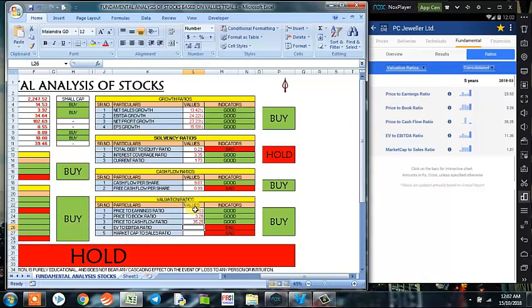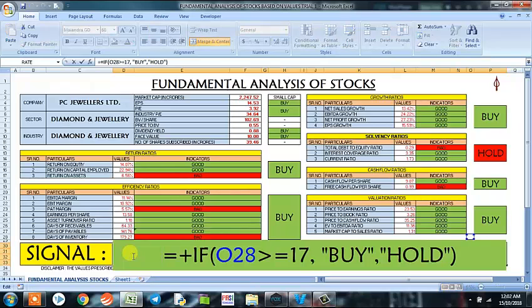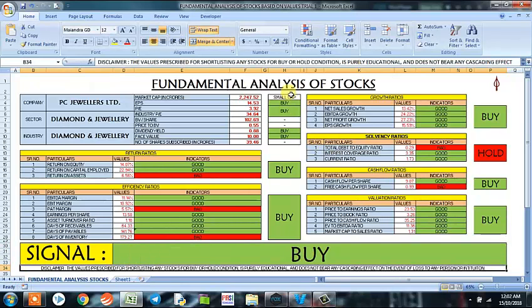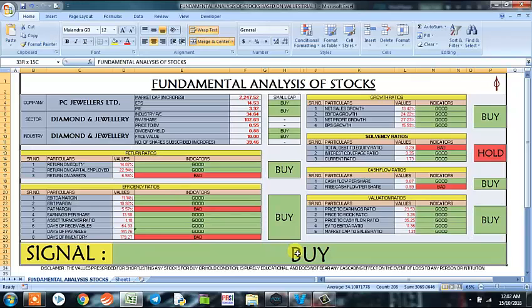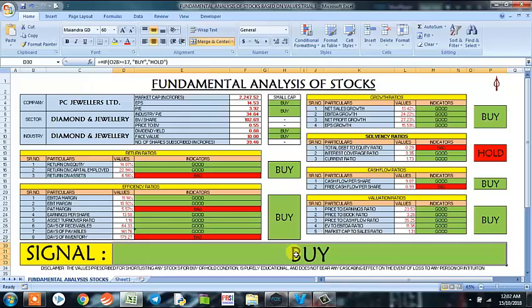EV to EBITDA ratio, that is enterprise value to EBITDA ratio, is 11.36. Market cap to sales ratio is 1.31. Now valuation ratio has also given us a signal to buy the stock at this point of time. Now considering the overall signal provided by the program, we simply click here. We see that the overall signal for PC Jewellers is buy, that is to buy the stock at this point of time based on its fundamental values.